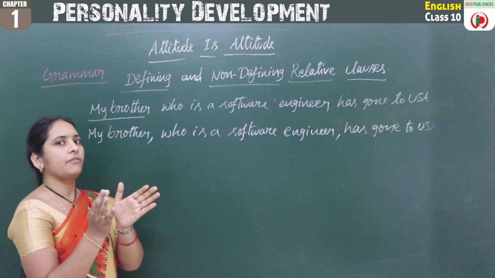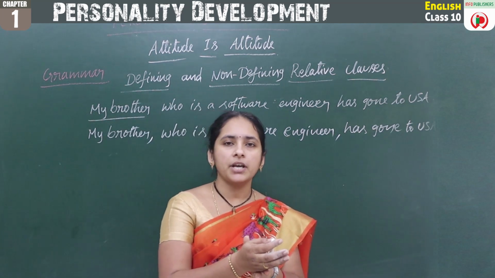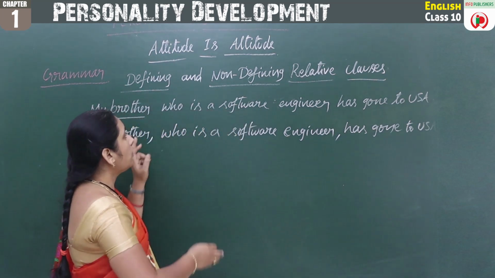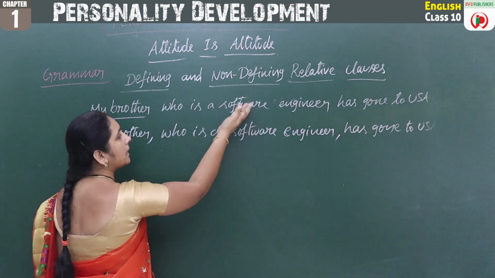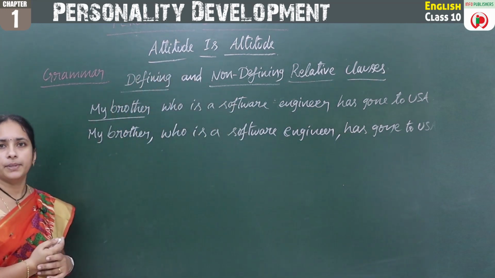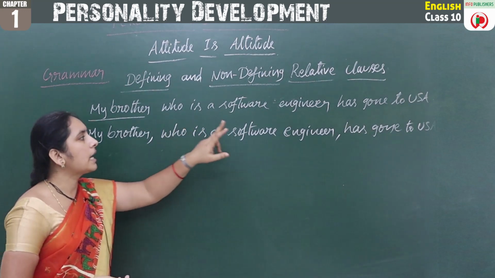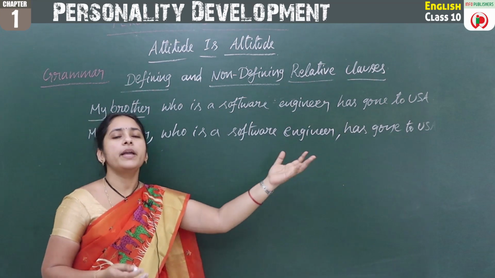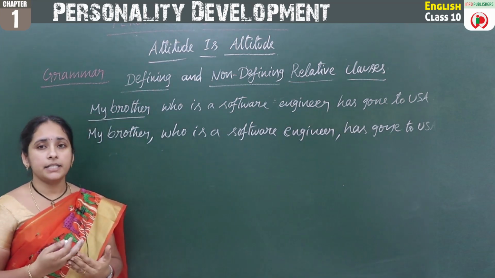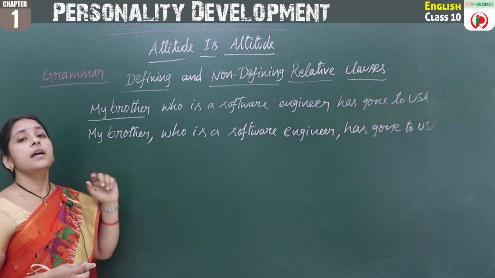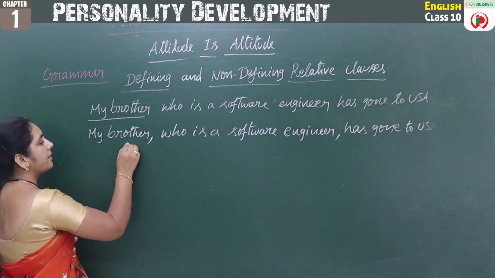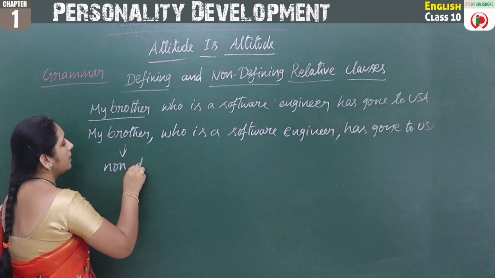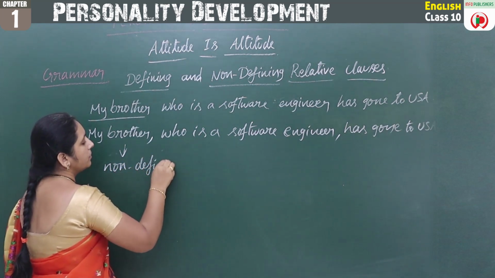But how can we divide it? Either it is a definition or it is giving information. So here, without commas, these words are completely defining this person. But here, when we get the commas, yes, this is separate and we are gathering some information about this person. So that's why this is called a non-defining relative clause. Non-defining relative clause.